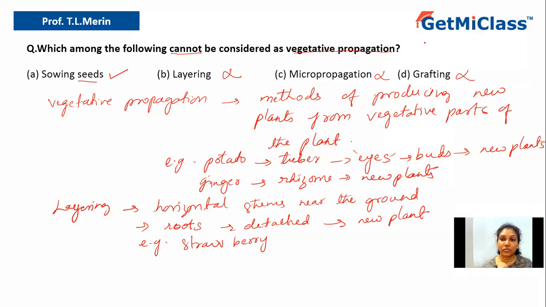So let us conclude the answer. What is the final answer? The final answer is option A, that is, sowing seeds cannot be considered as vegetative propagation. I hope you understood the explanation.